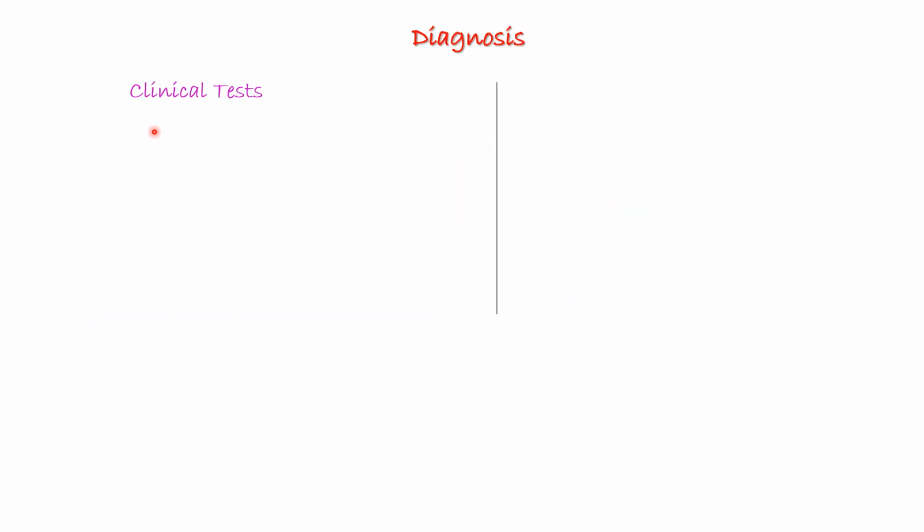So the diagnosis, you can do a clinical test, and it is obvious from the history, that's the first thing that you're going to do. You can also pass a nasogastric tube.